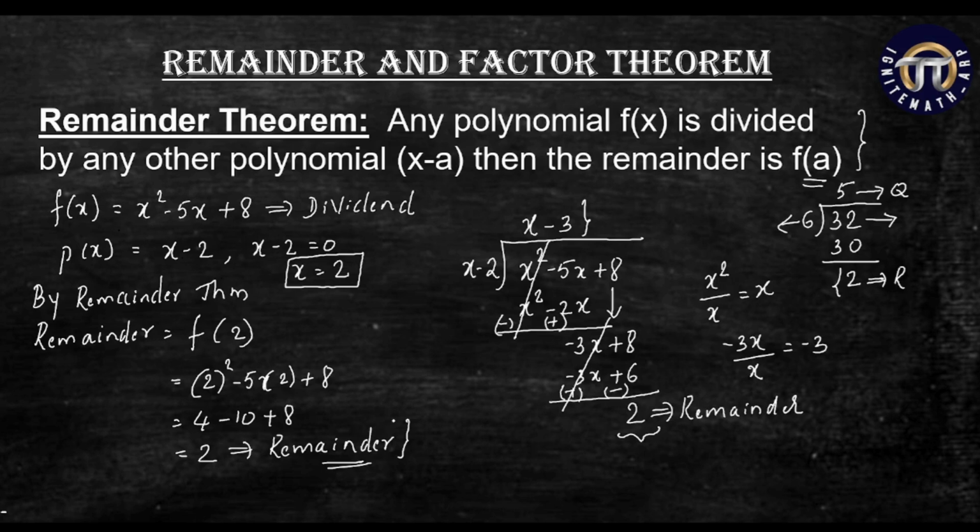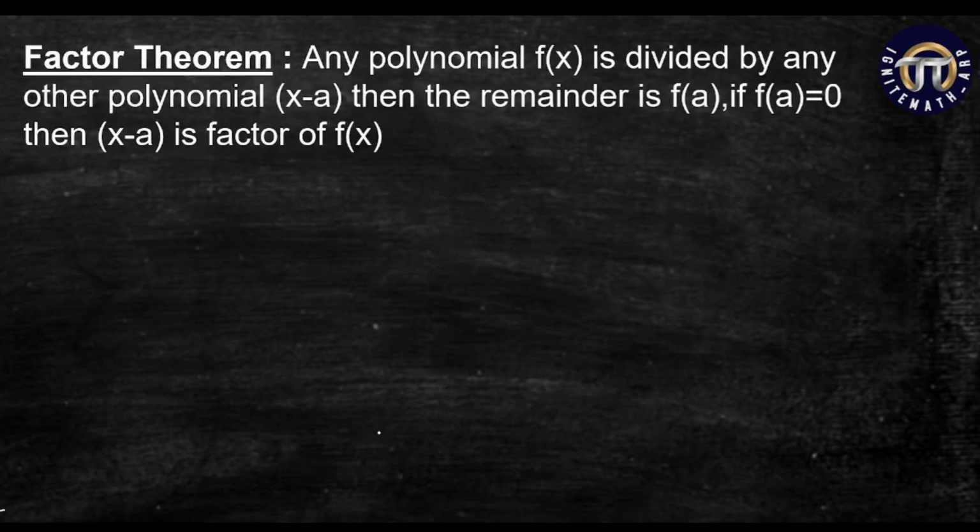So the next part of the remainder theorem is nothing but the factor theorem. The factor theorem states that any polynomial f of x is divided by any other polynomial x minus a, then the remainder is f of a. If f of a is equal to 0, then x minus a is a factor of f of x. It's very simple, children. This is the extended version of the remainder theorem.